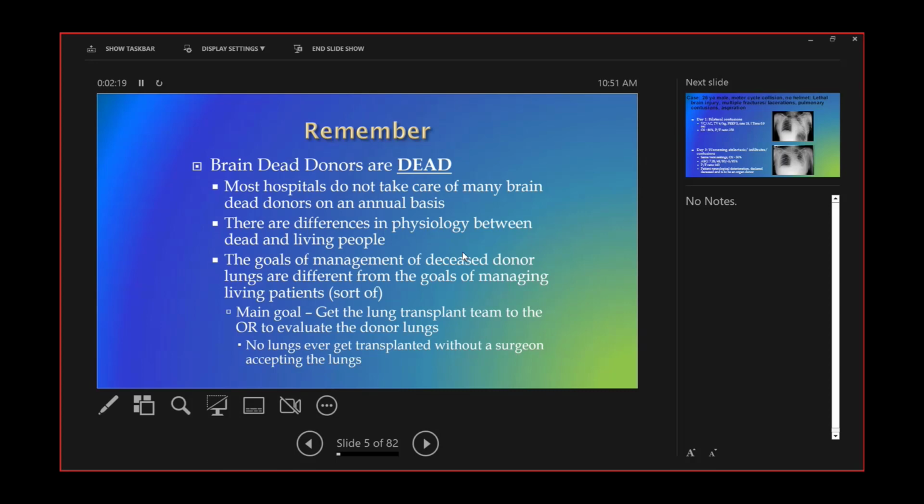But the main goal that I have is to always get the lung transplant team to the operating room to evaluate donor lungs, because you're never going to get a set of lungs transplanted if there's not a lung donor team in the OR. And so we have to figure out how we get them into the operating room. And that's where our management comes into play.